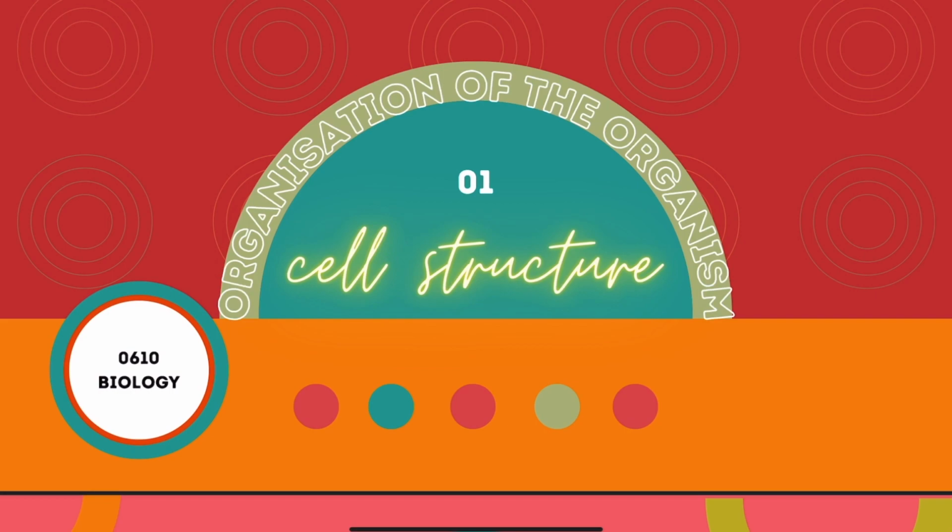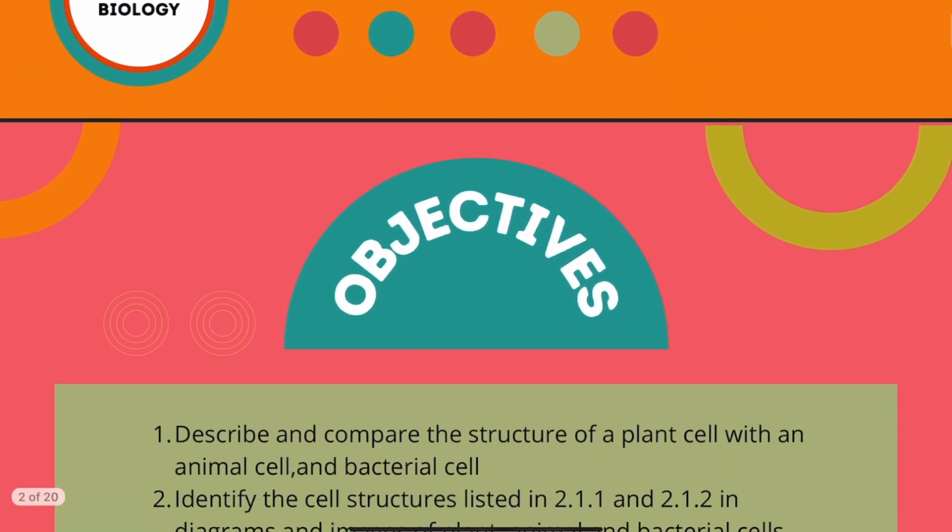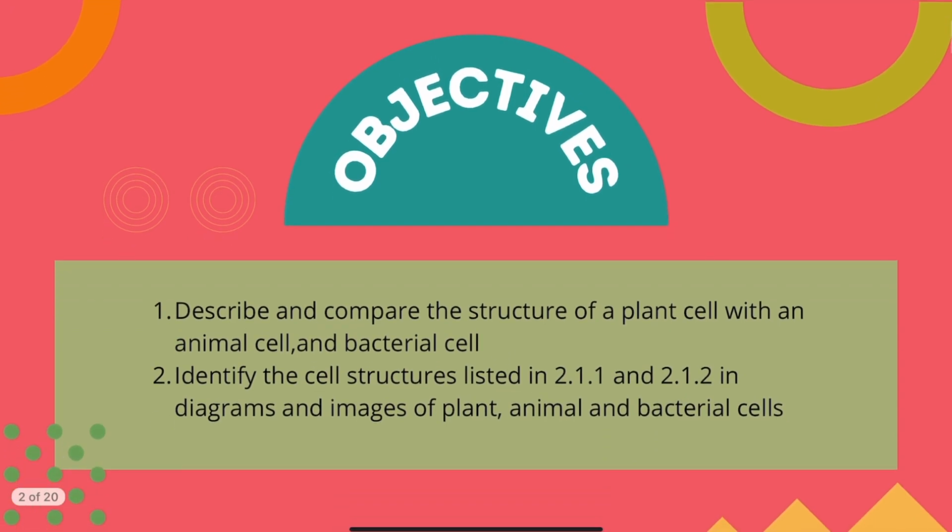Chapter, we talked about different organisms, their groups, their features, and how we can identify them through the help of dichotomous key. In this new chapter, chapter 2, we will be learning about different cell structures. But before we do that, we must first know our objectives for today.